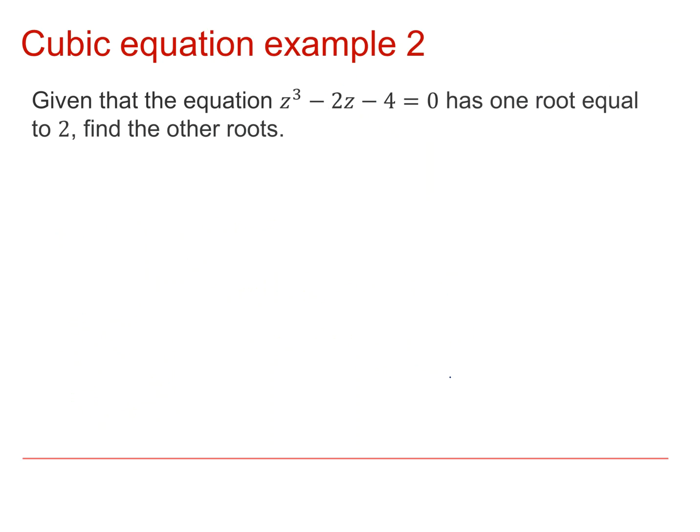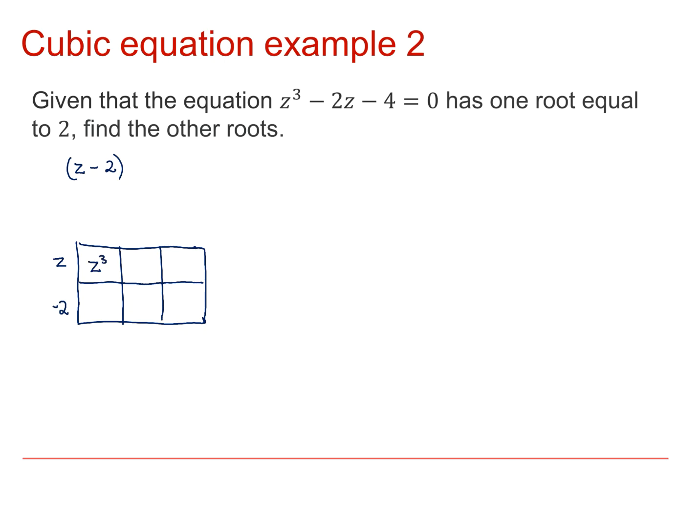Here's another example. Pause the video and try it for yourself first. OK, we're told that one root is 2, so one factor is z minus 2. I'm going to divide my polynomial by z minus 2 to find the quadratic factor. Of course, if you can do this division in your head, that's even better, but using the box method will help you develop the skill of doing these divisions in your head.